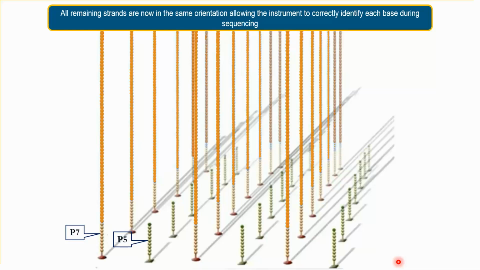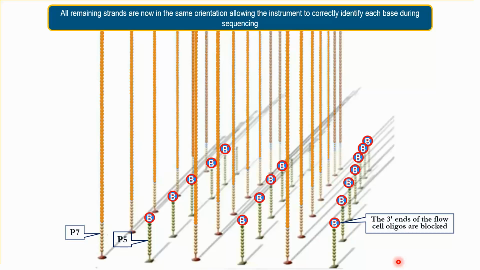Next, the 3' ends of the flow cell oligos are blocked. This prevents DNA template strands from rebridging again or further extension from the 3' ends of the flow cell oligos during sequencing preparation. As a result, only forward strands remain on the flow cell and read one is ready to be sequenced.